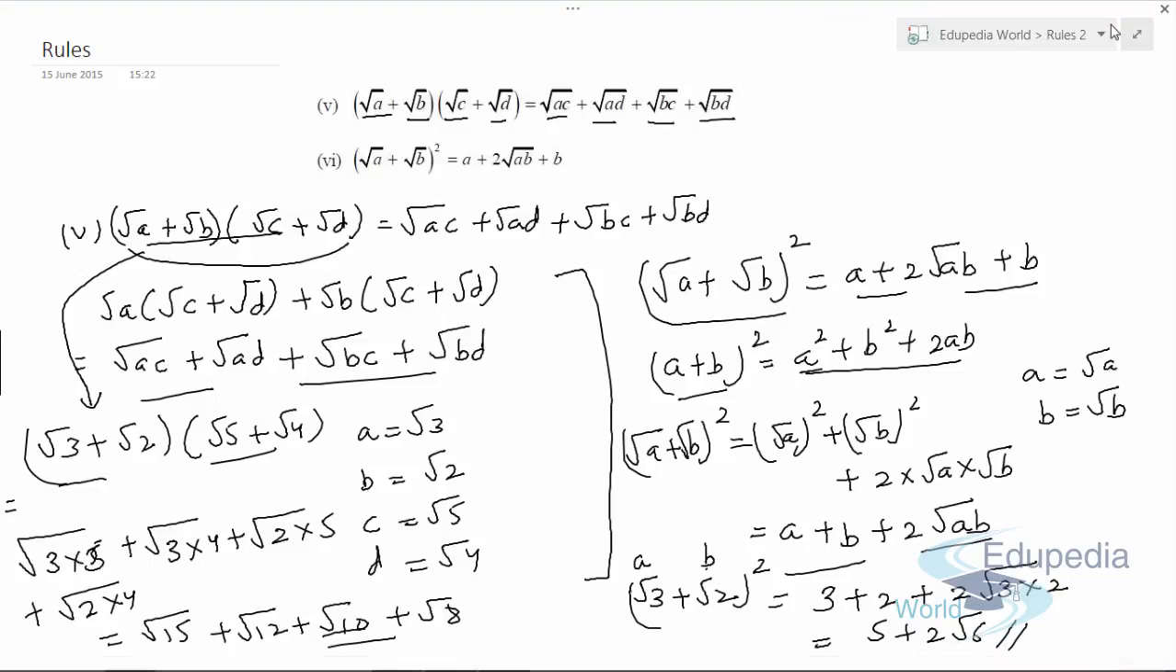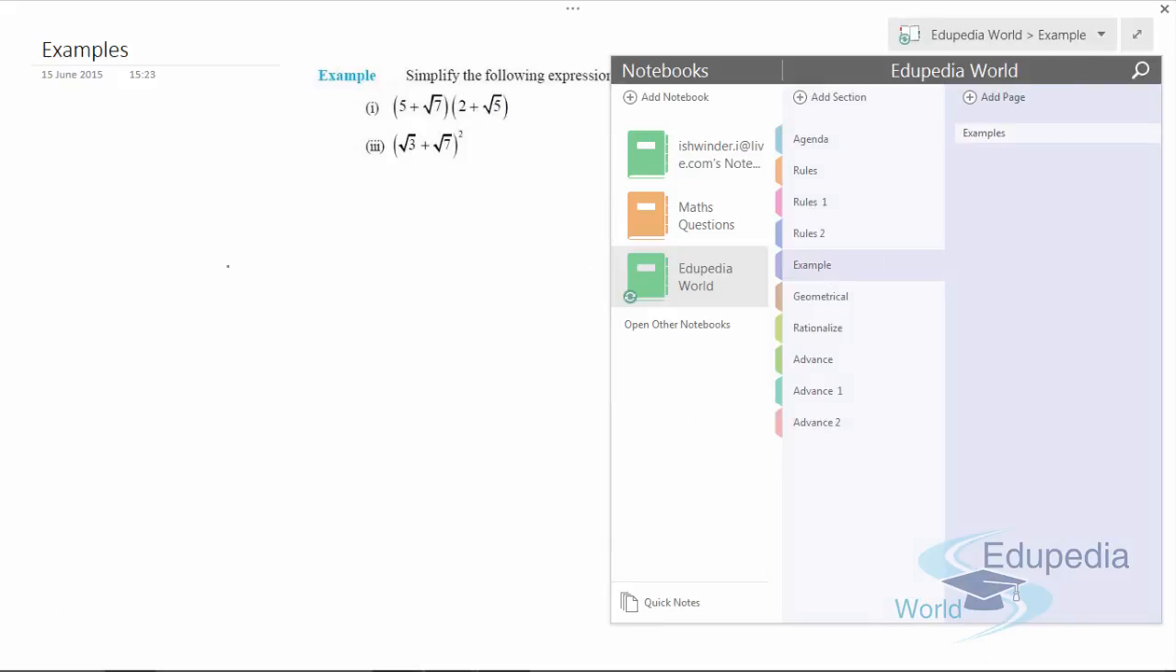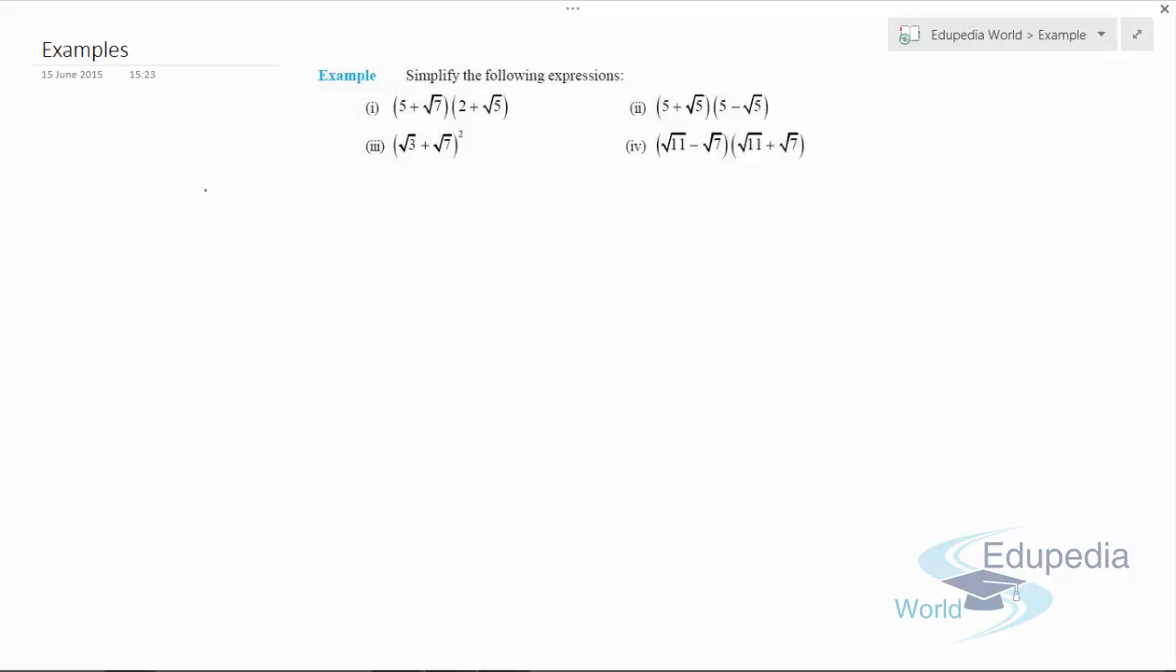Let's discuss further examples related to these rules. These are some of the basic examples, some of which we have already discussed. So let's do the examples quickly. The first question is, we have to solve (5 + √7)(2 + √5). We can apply rules or we can apply bracket multiplication. Whenever you cannot apply any kind of identity, it's better to always do bracket multiplication.